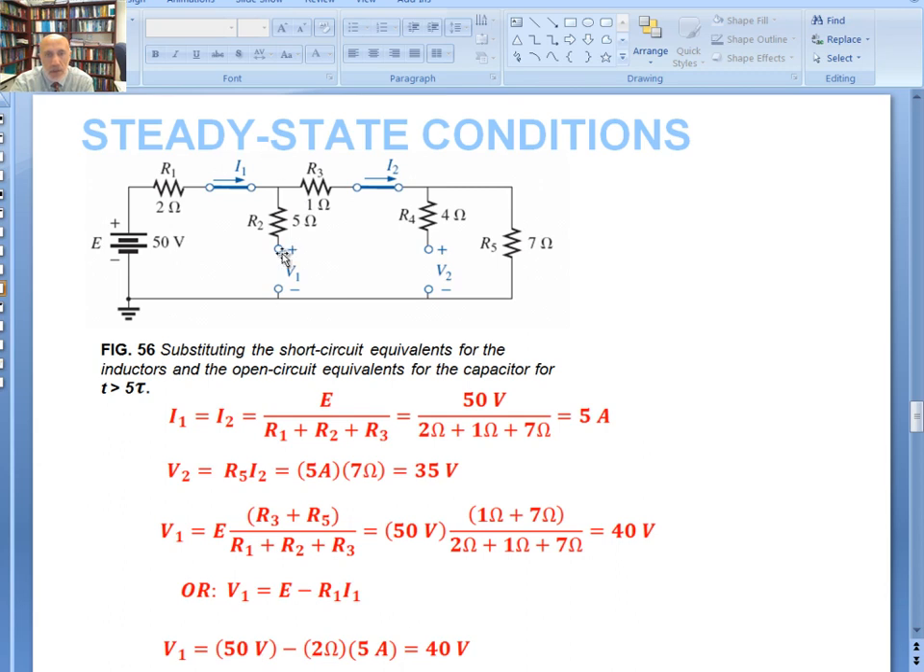Or I could have said that voltage V1 is equal to the voltage across R3 and R5. So you could use the voltage divider rule. So it'll be 50 times R3 plus R5 divided by R3 plus R5 plus R1. Either way, you come out with 40 volts.